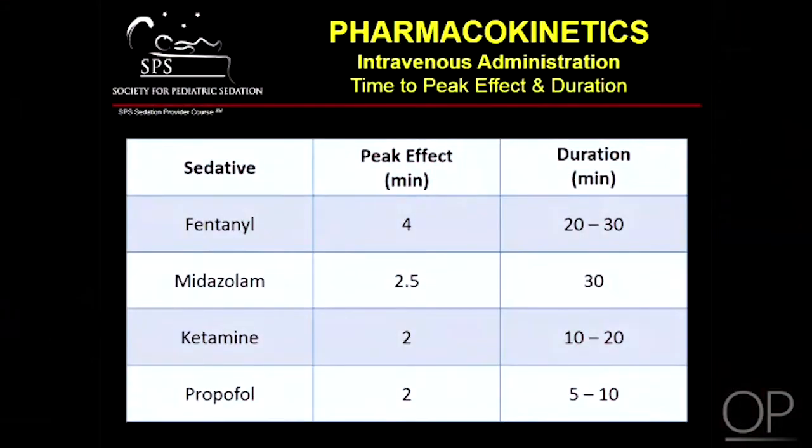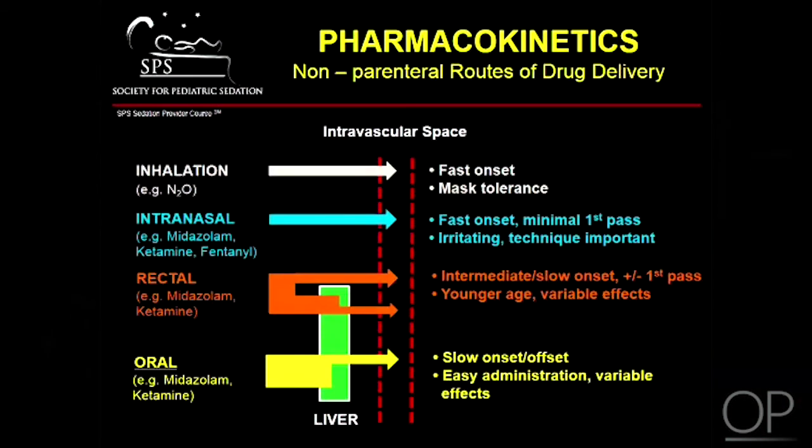Time to peak effect and duration of action of some of the most common sedative agents used at standard doses for pediatric procedural sedation are listed in the table. Several non-parenteral routes of drug administration exist, each with their own advantages and disadvantages. Listed in order of how fast the onset of action is are 4 commonly used routes of administration, including their advantages and disadvantages. By inhalation, nitrous oxide is the most common sedative used for procedural sedation.